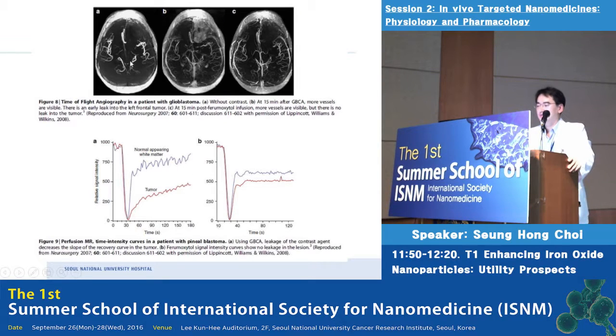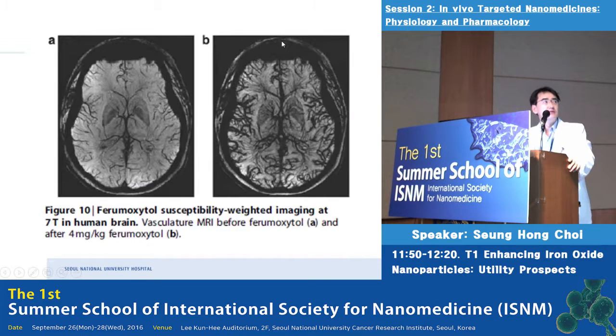Actually, in this study, the authors compared the gadolinium agents and nanoparticle in terms of tumor imaging. You can see vascular structures on both images after injection of gadolinium agents and use-pure agents, respectively. You can see tumor enhancement here, but no tumor enhancement here.